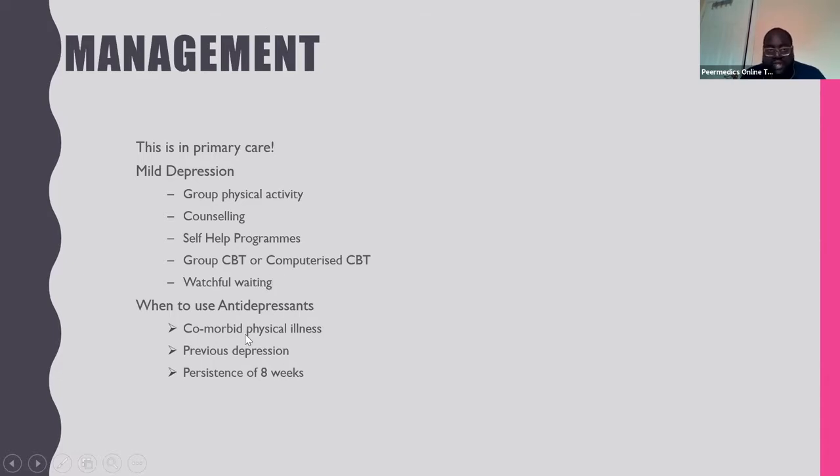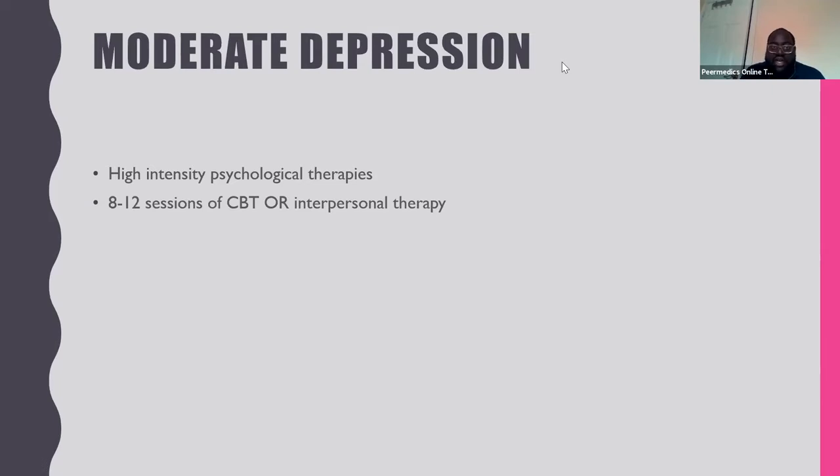So if the episode persists for more than 8 weeks, if they've already had a depressive episode, or if they have another comorbid physical illness. Often when people have physical disabilities, depression is quite a common feature. So we're more keen to start with therapies. Okay. Right. So moderate depression, we start with high intensity psychological therapies. That's 8 to 12 sessions of CBT or interpersonal therapy, and this should be one-on-one with a trained psychologist. Okay.